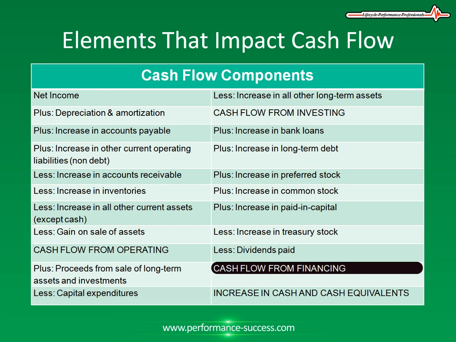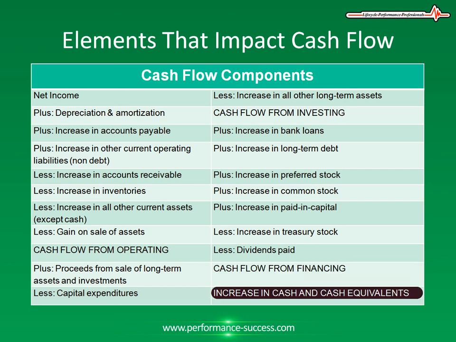Next, you have cash flow from financing. And this can either be a positive or negative number. And lastly, you have an increase in cash and cash equivalents. Now, there must be an agreement with the net change in cash and cash equivalents on the balance sheet.